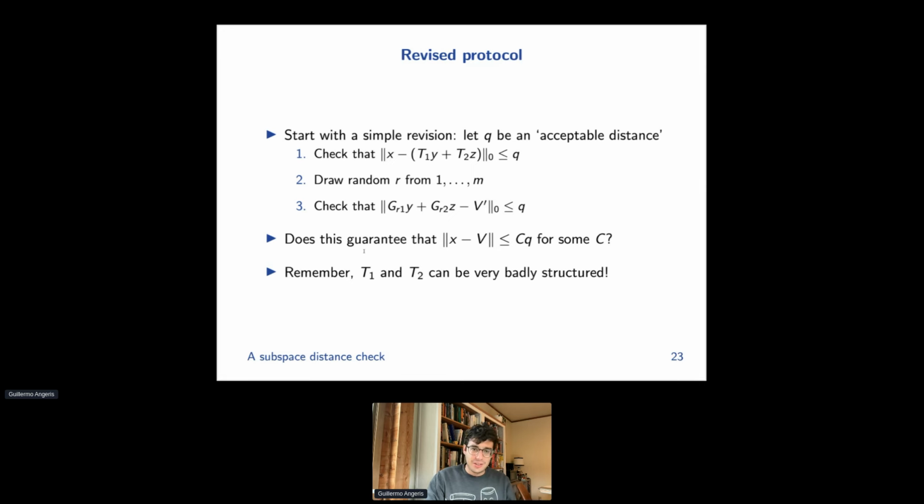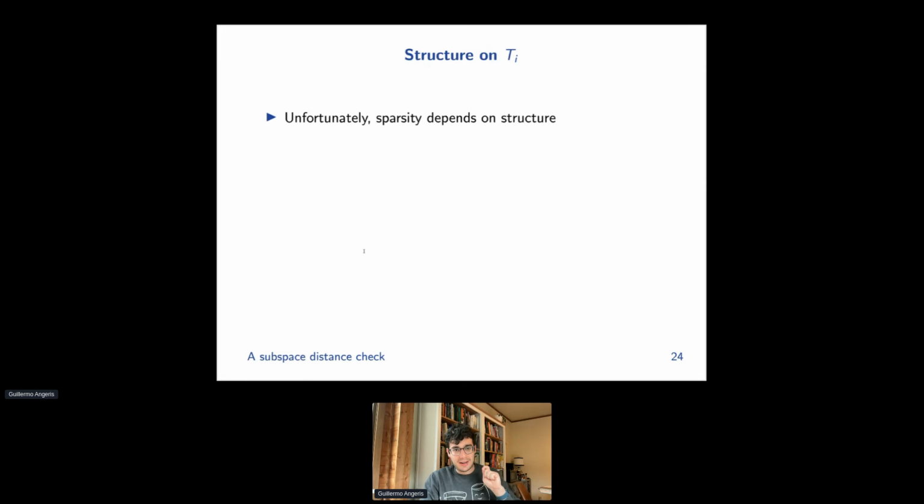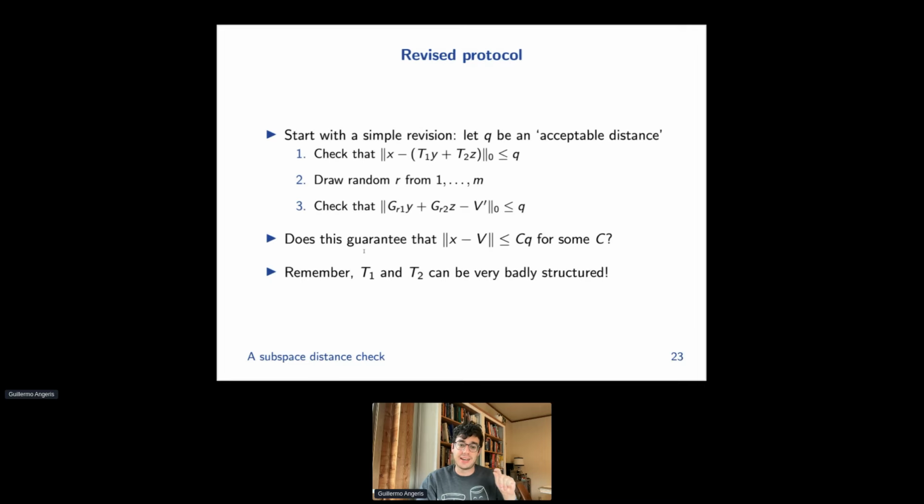So this notion of the Ti depends on the structure of the vector space, right? What we need to guarantee essentially from this previous thing is that if Y and Z are close to V, then necessarily T1Y plus T2Z must also be close to V itself. There we go. So this is a requirement that we have. It is not necessarily true of all matrices.